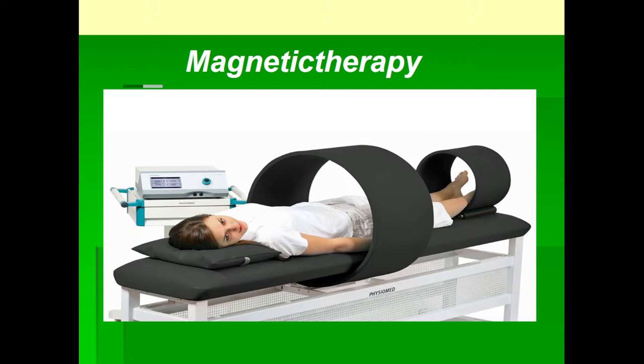magnetic therapy stimulates the function of the parasympathetic nervous system, stimulates dilation of resistant vessels, arterioles, and has a vasodilation effect, decreasing blood pressure. But it also decreases psychoemotional stress, having an anti-stress effect. And it also has an anti-inflammatory effect for treatment of arthrosis, osteochondrosis with neurological manifestation.